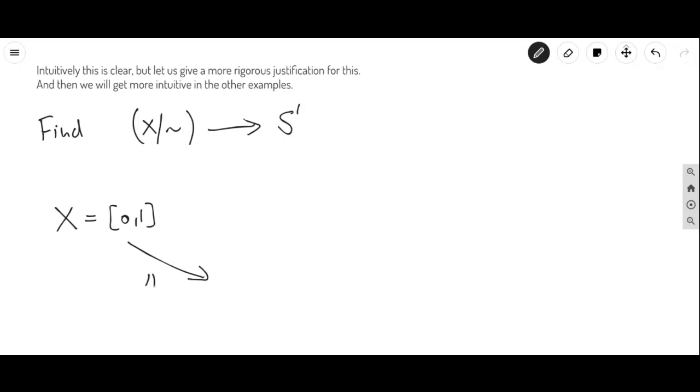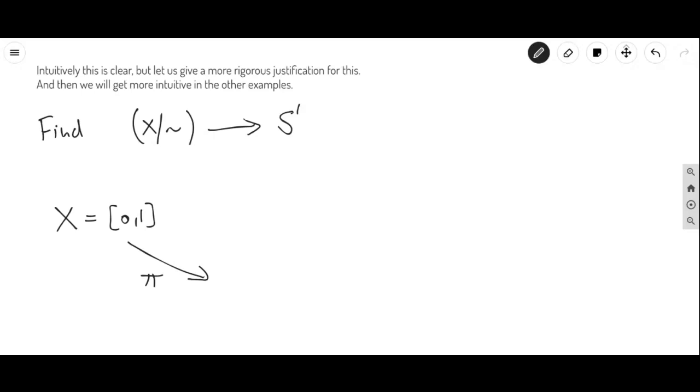We need to find the mapping. So we want to find some homeomorphism that will take X mod tilde and map it homeomorphically to the sphere. So how do we find it? Let's draw the following picture. This is X, our interval from 0 to 1. And then we have the projection map that maps every element to its equivalence class. That's the projection map.